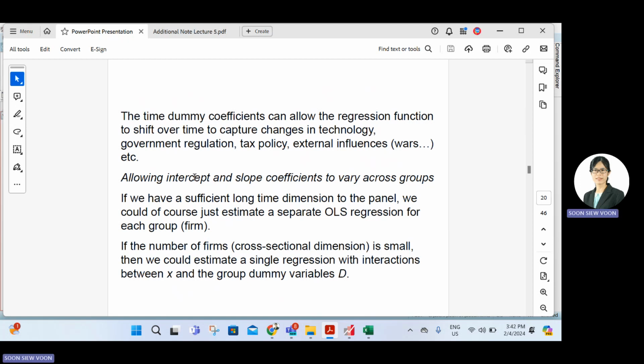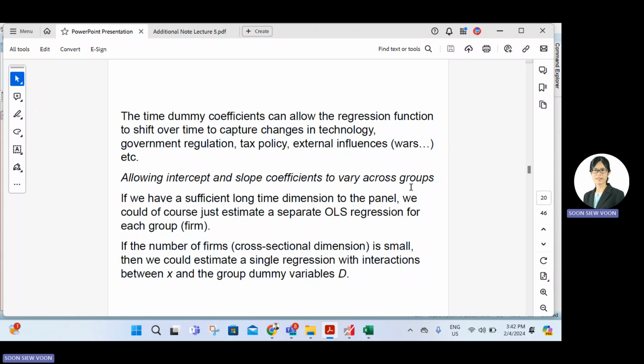So we are allowing the intercept and the slope coefficient to vary across the group, right? If you have a sufficiently long time series in the panel, we can estimate a separate OLS for each group. If you have a long enough time dimension, we can estimate them one by one, for each group.